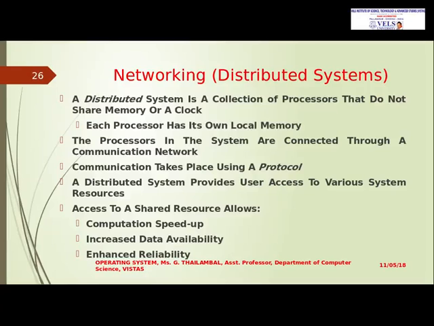And the next one is networking. Distributed systems need to be connected through some network, as I have already told you. Each processor will have its own local memory, and they are connected through some network. A protocol will be used for each and every network. If it is a LAN network, a protocol is used. If it is a WAN network, a protocol is used. According to that protocol only, the operating system will communicate with the distributed systems, right?